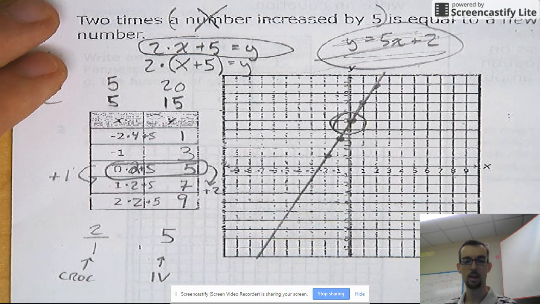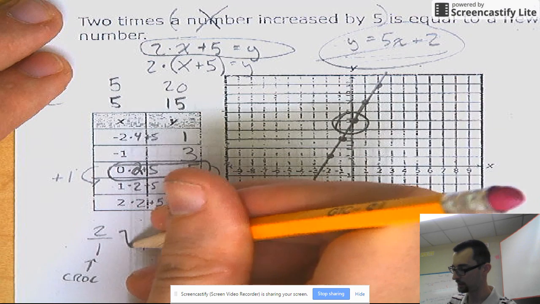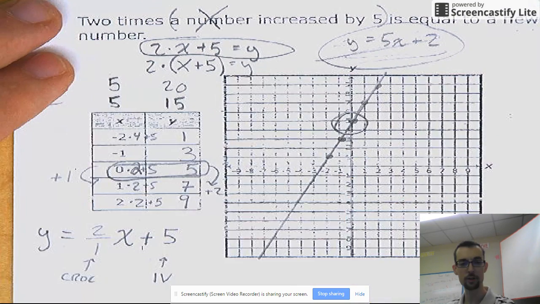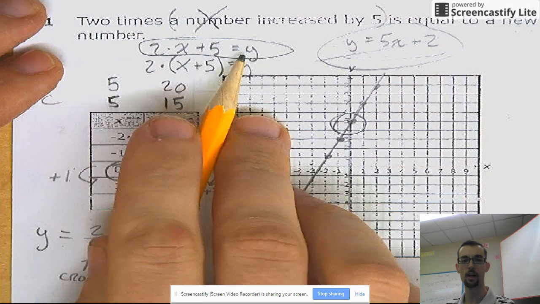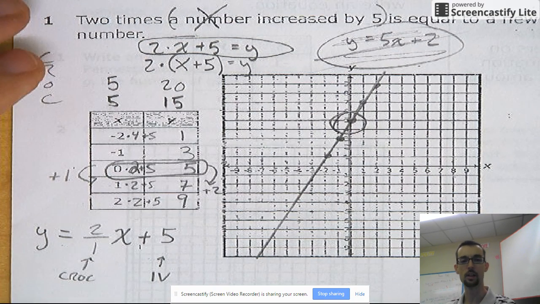And now I'm almost done. I got my CROC, got my IV. Now if I just put an x in the middle of them, an x plus, and a y equals in the front, that's my equation. y equals 2 over 1 x plus 5. And sure enough, that's what I had up here. 2x plus 5 equals y. So there's a couple different ways of doing it.